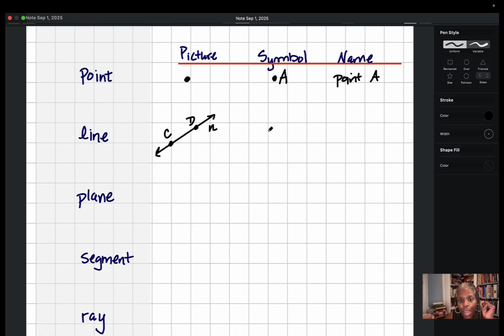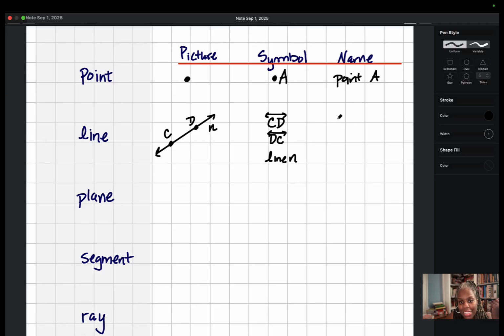The symbol that we would use, if I'm going to talk about line CD, is to write the letters CD and put a line over top with arrows on either side. Remember I said I could call it CD? I could also call it DC. So I can also do this. This is the symbol that I would use to refer to that line, or I could literally just write line N. So these are the 3 ways I can refer to that.